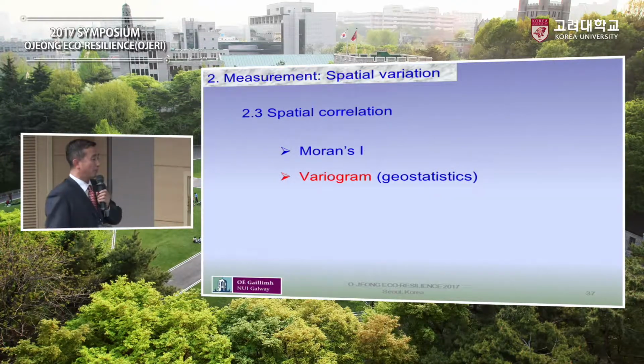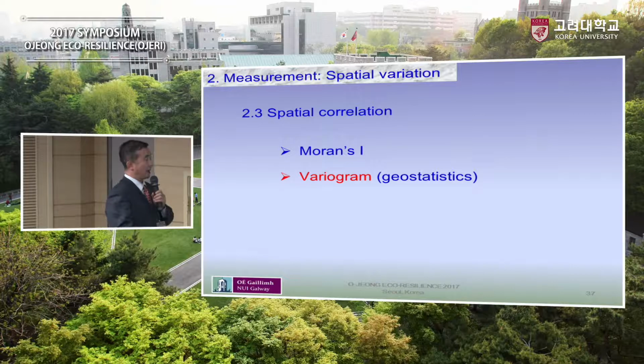The last method I want to talk about to measure spatial variation is the variogram. It's called spatial correlation. This concept is important when we produce maps because it has quite often been ignored by users who do not understand geochemistry.